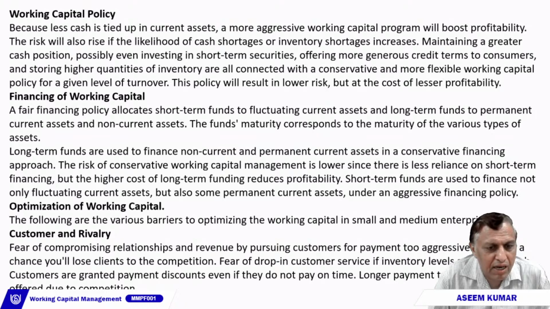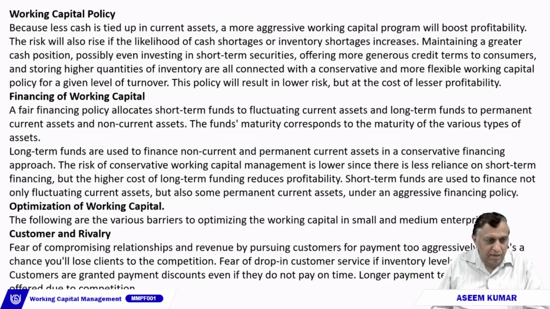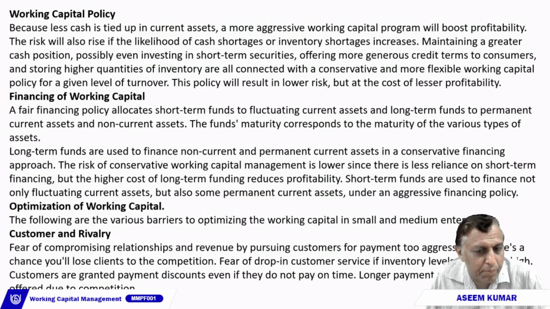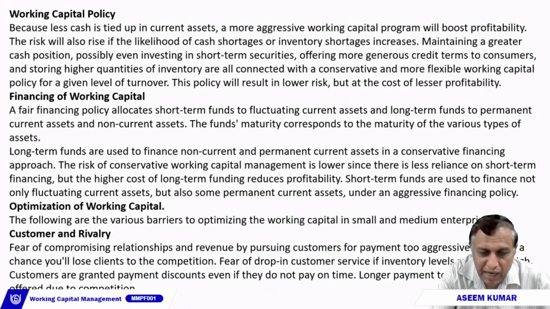Optimization of working capital. The following are the various barriers to optimizing the working capital in small and medium enterprises. Customer and rivalry: fear of compromising relationships and revenue by pursuing customers for payment too aggressively. This is one such barrier also. There is a chance you will lose clients to the competition. Fear of drop in customer service if inventory levels are not kept high. Customers are granted payment discounts even if they don't pay on time. Longer payment terms are being offered due to competition. So this is such a barrier you have in the long term.